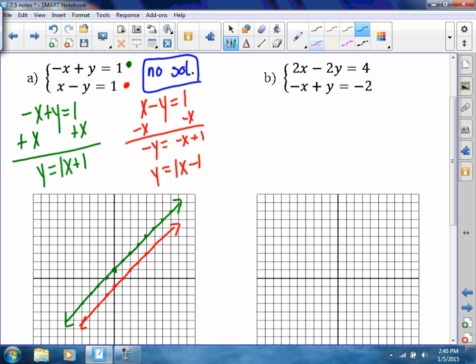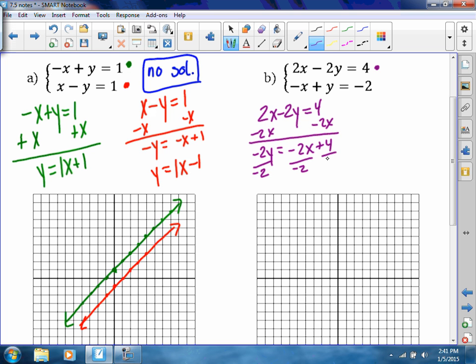Okay, now for part B, we're going to do the same thing. I'm going to solve for y. So this first equation here, 2x minus 2y equals 4. I'm going to subtract the 2x over. So I'll have negative 2y equals negative 2x plus 4. And I'm going to divide everything by negative 2. So y equals 1x minus 2.